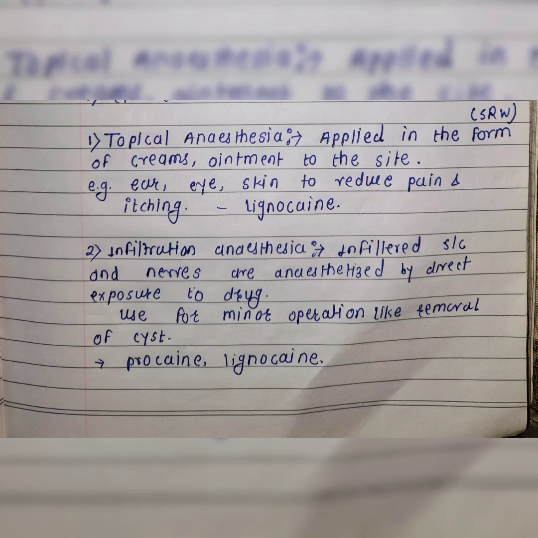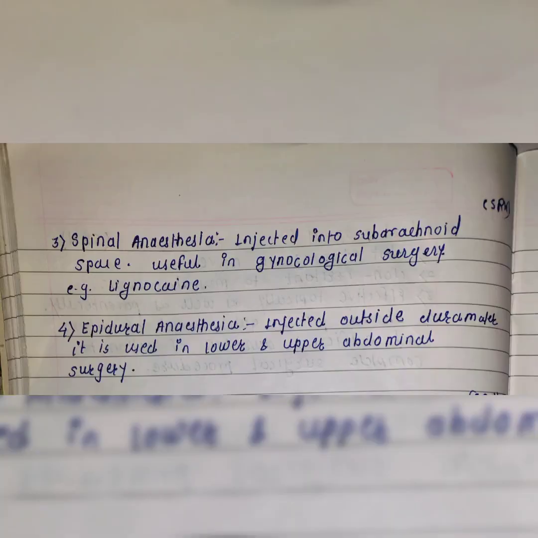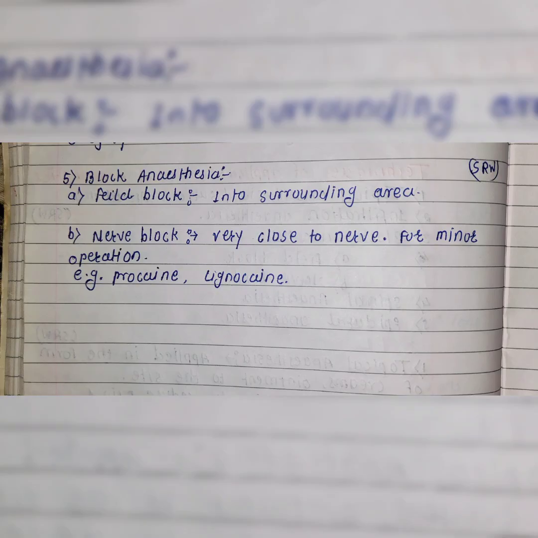In spinal anesthesia, the drug is injected into the subarachnoid space, which is useful in gynecological surgery. In epidural anesthesia, the drug is injected outside the dura mater, which is used in lower and upper abdominal surgery. In block anesthesia, in field block anesthesia, the drug is injected into the surrounding area, and in nerve block anesthesia the drug is injected very close to the nerves for minor operations, for example procaine and lignocaine.